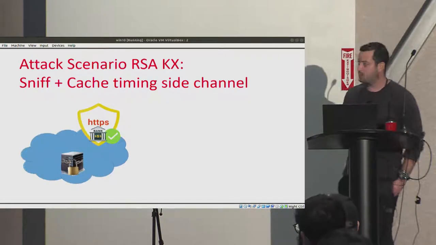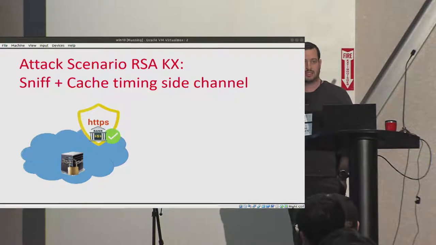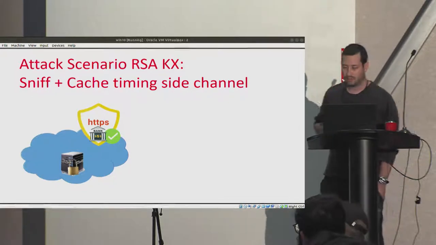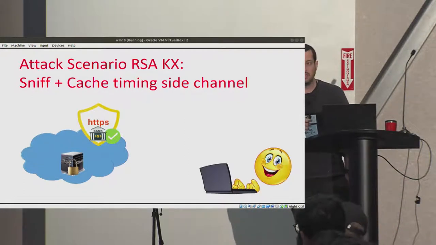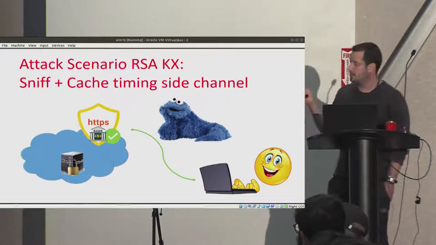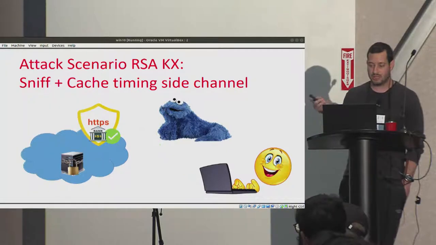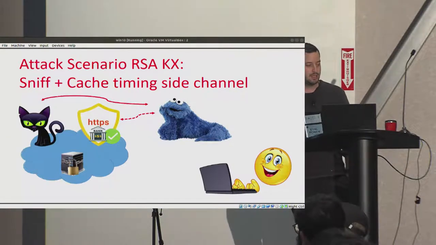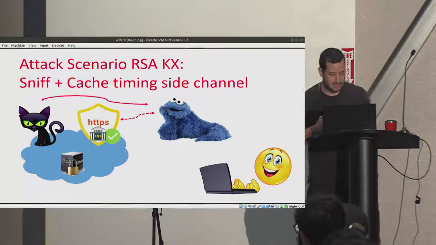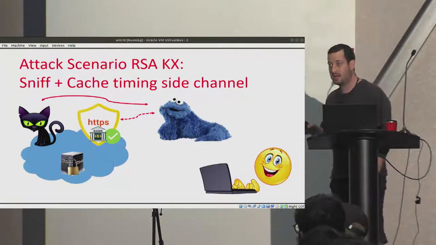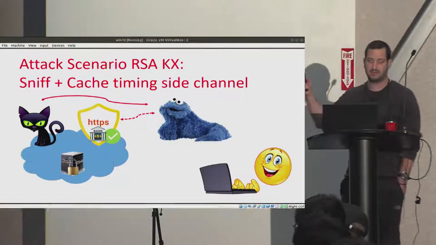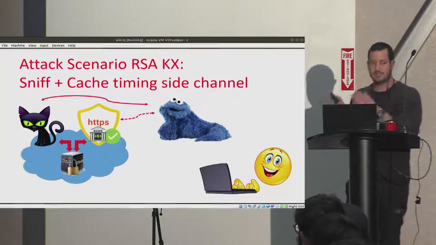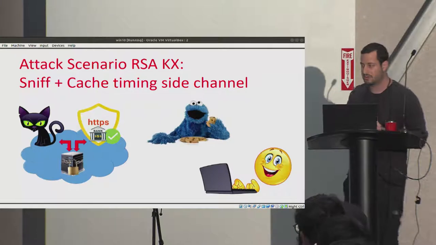So in our example, we have a bank that has a very secure HTTPS server, and it runs on a very, very secure cloud service provider. And we have Mr. Smiley here. Mr. Smiley wants to connect to the bank. The cookie monster sniffs the communication, and afterwards, the cookie monster starts to do the Bleichenbacher attack, and it gets the keys. And for that, we have the cache attacker. He runs on the same hardware inside the cloud, but on a different virtual machine or different process, and is able to measure the cache side channels. So we have the cookie monster. It cooperates with the cat, and they're able to retrieve the cookies.